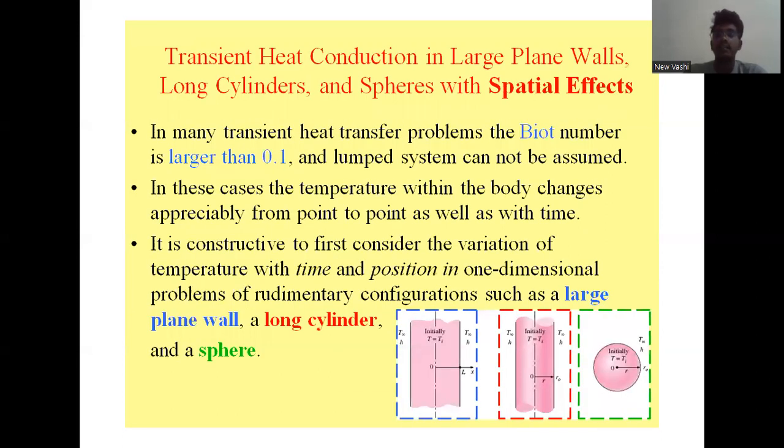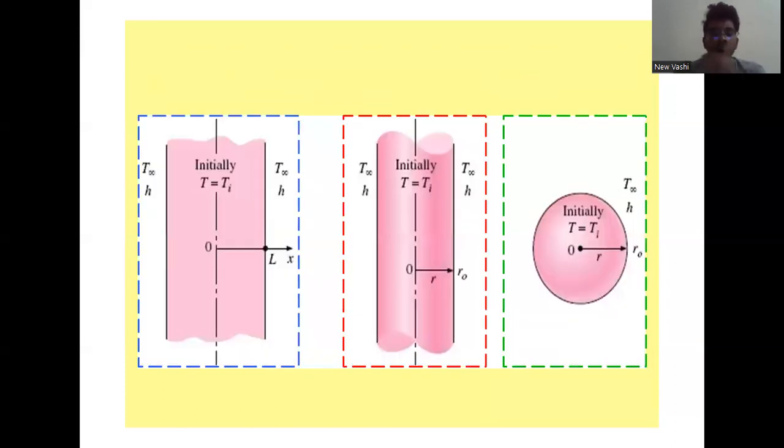Transient heat conduction in large plane walls, long cylinders, and spheres with spatial effects. In many transient heat transfer problems, the Biot number is larger than 0.1 and the lumped system cannot be assumed. In these cases, temperature within the body changes appreciably from point to point as well as with time. It is constructive to first consider the variation of temperature with time and position in one-dimensional problems of simple configurations such as a large plane wall, a long cylinder, and a sphere.